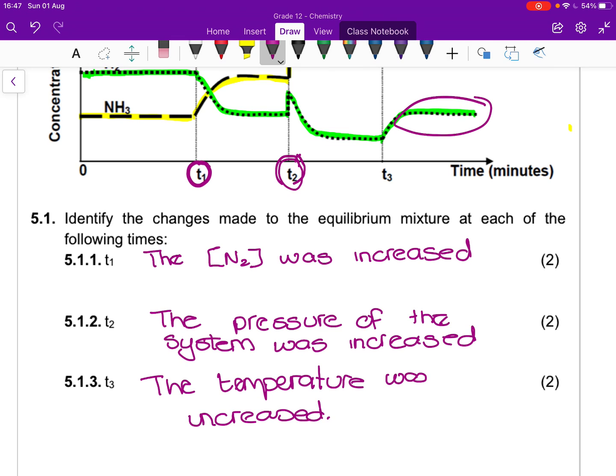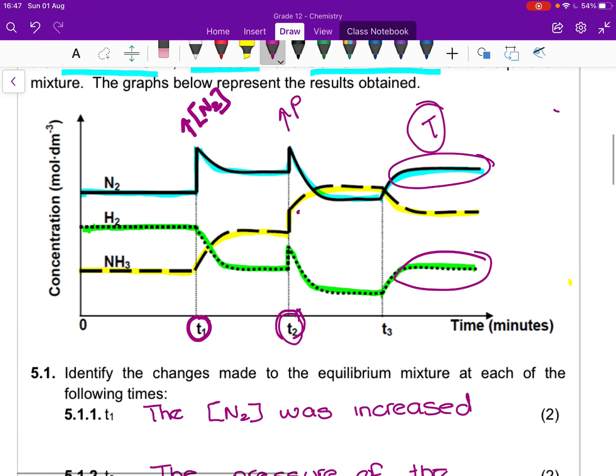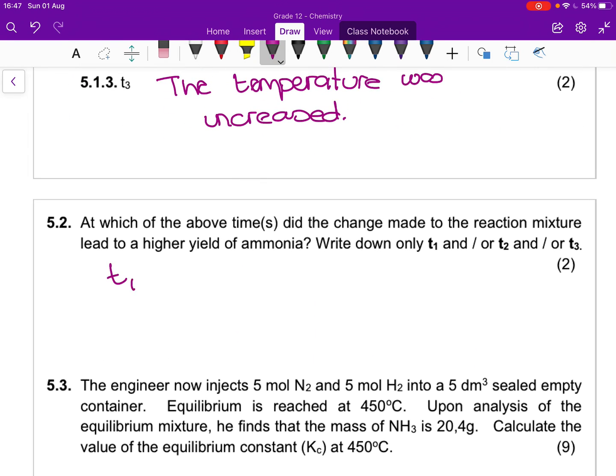So, there we go. At which of the above times did the change to the reaction mixture lead to a higher yield of ammonia? Well, if we look at it, we've got to look at how many times the ammonia went up, and that's the yellow one. Over here, it went up. Over there, it went up. Over here, it went down. So in other words, at T1 and T2, the yield increased. Great. So T1 and T2.